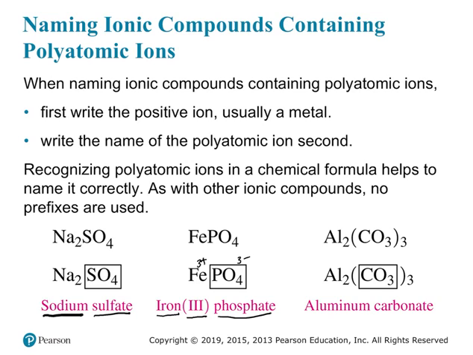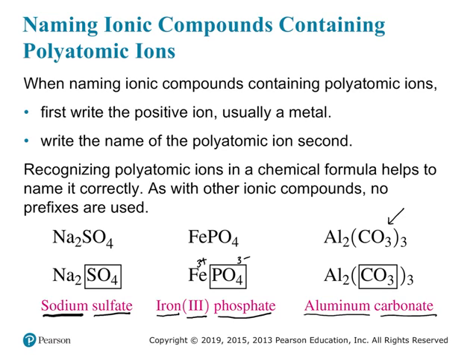All right, and then the last one, Al2, and then we have CO3 in parentheses, followed by a subscript 3. Okay, so aluminum is another metal ion that always has a predictable charge. So we would just name the metal with no Roman numerals next to it. And then we just have to figure out what our polyatomic ion is. So CO3 is carbonate.